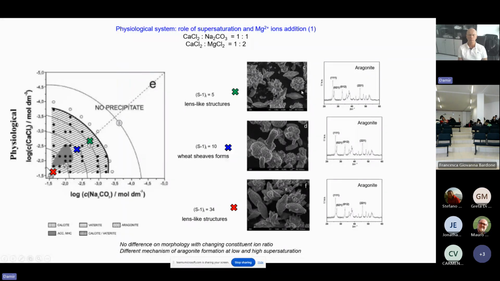This is aragonite precipitate at the lowest supersaturation. At the medium supersaturation, aragonite changed the shape. It is a V-shaped form. And finally, at the highest supersaturation, which is 35, we also obtain a lens-like aragonite structure. So we can conclude that there is no difference in morphology with changing constituent ion ratio, but a different mechanism of aragonite formation at low and high supersaturation has been observed.